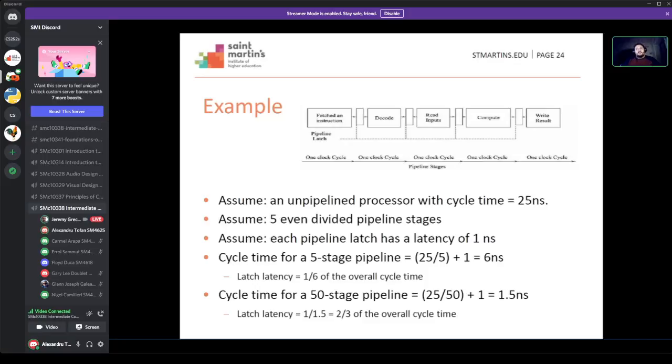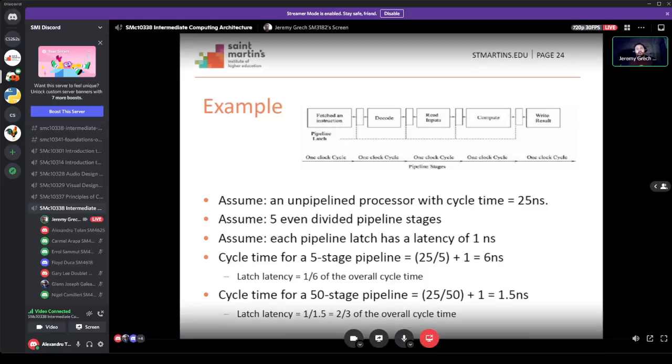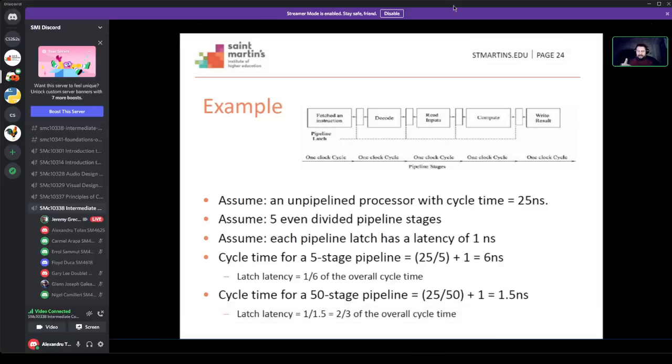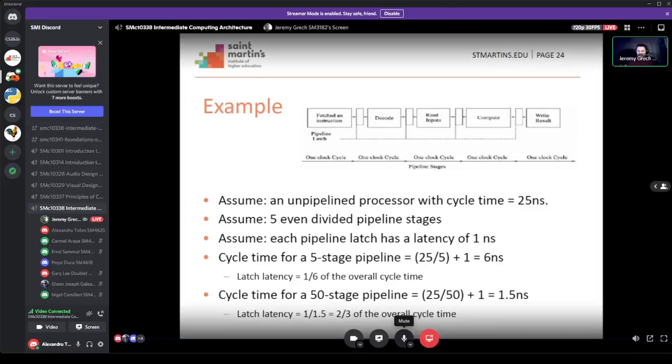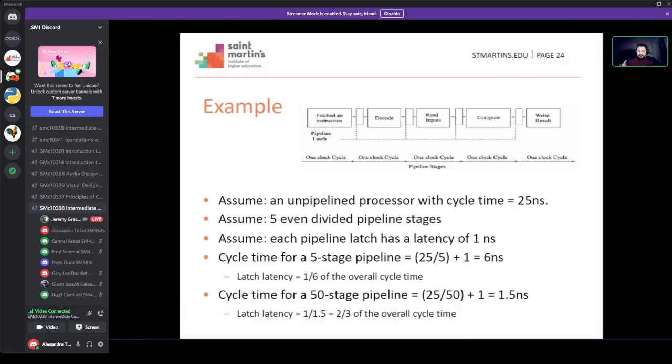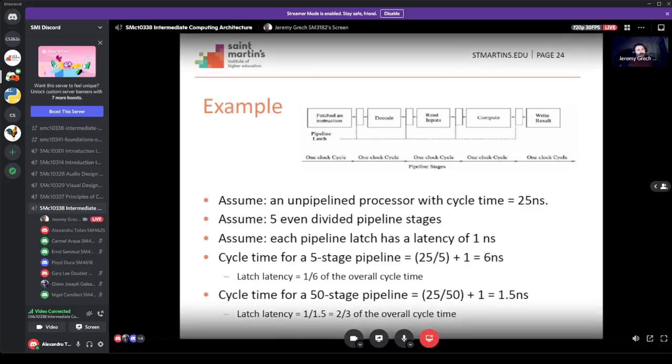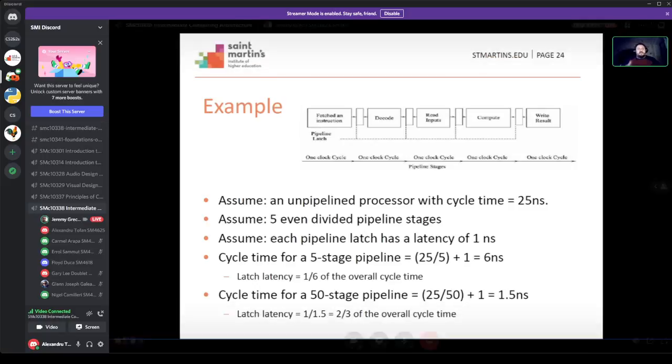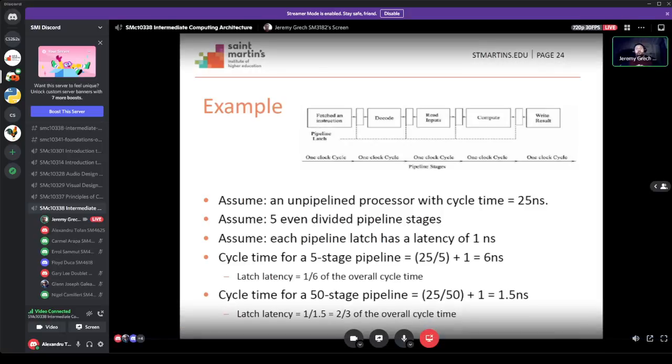Essentially, if you split down each sub process into finer and finer stages, the more pipeline latches you're obviously going to have. It might be simpler in terms of its overall architecture, but it might be the case that it is not going to be as efficient as it needs to be.